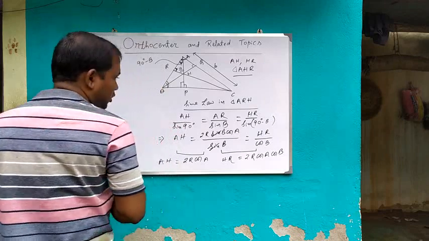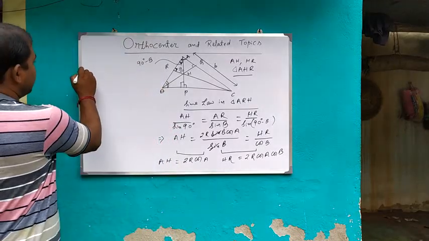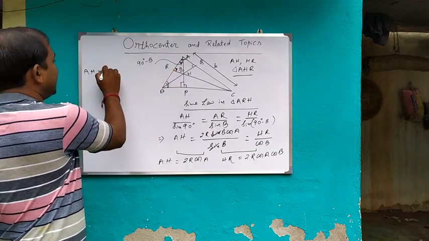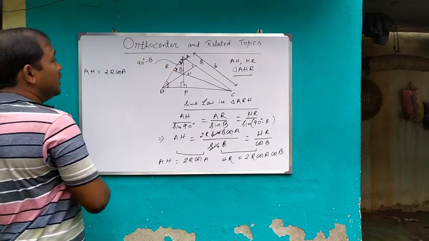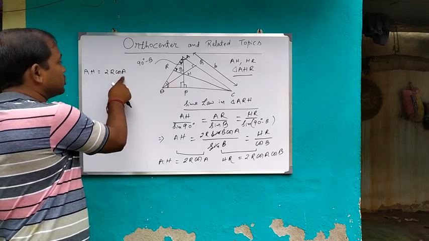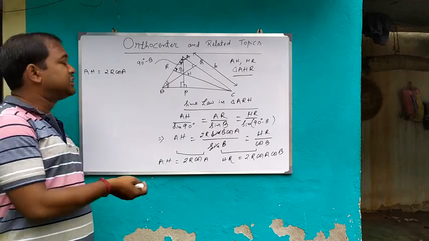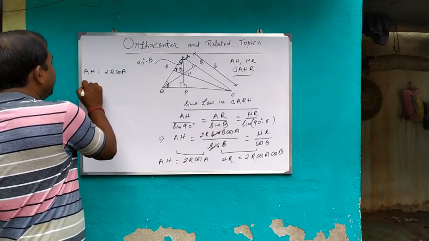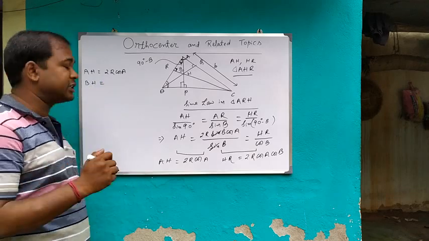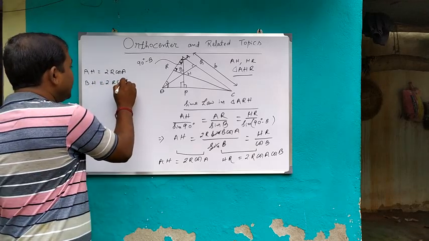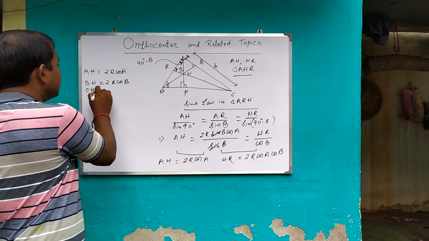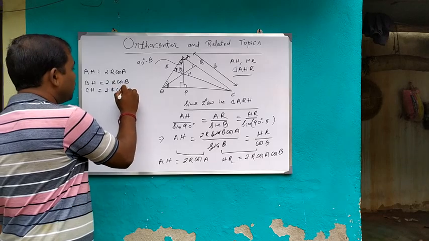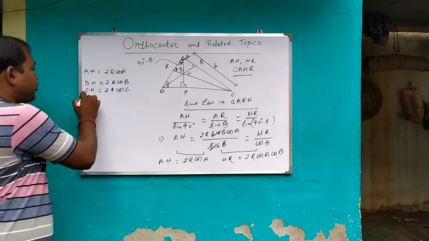So now observe AH. AH means distance of orthocenter from vertex A, that is equal to 2R cos A. So from vertex A it is cos A. From vertex B, instead of cos A, there will be cos B. So BH, the distance of orthocenter from vertex B, will be 2R cos B. And CH, the distance of orthocenter from the vertex C, is 2R cos C. So we have found out these three values.